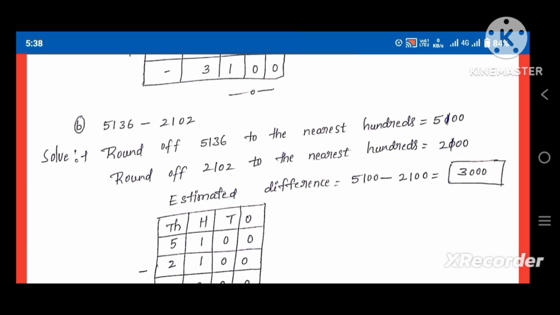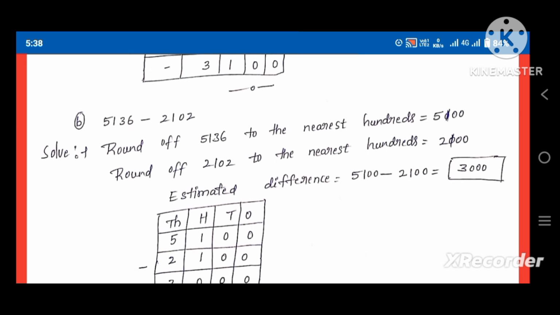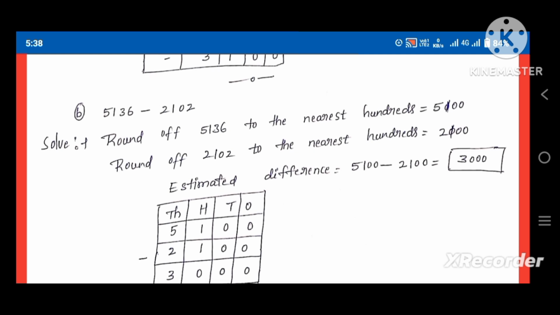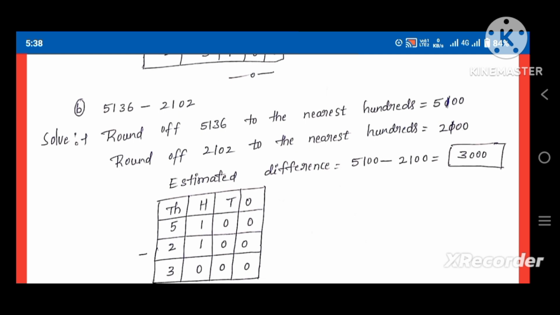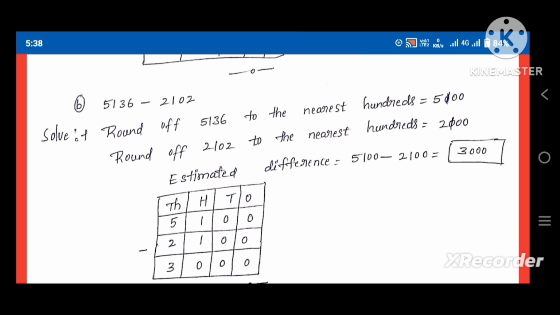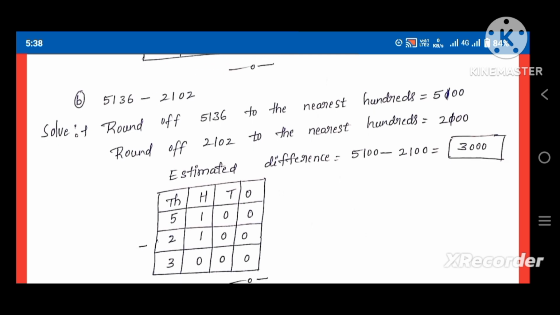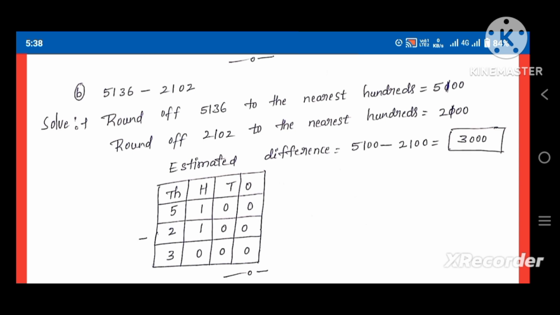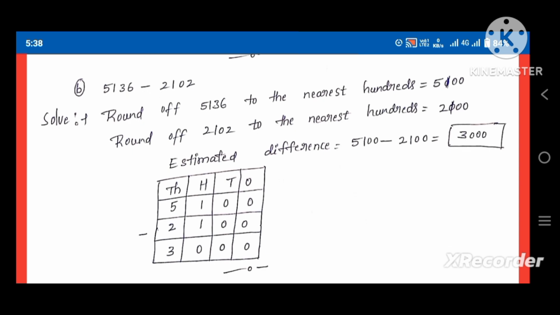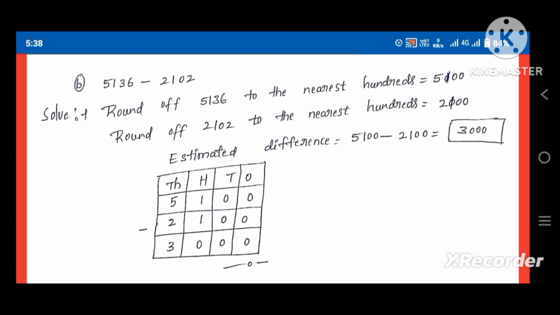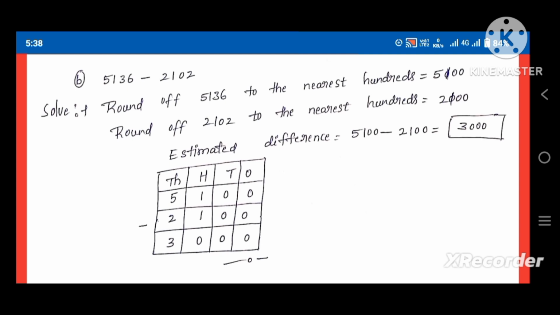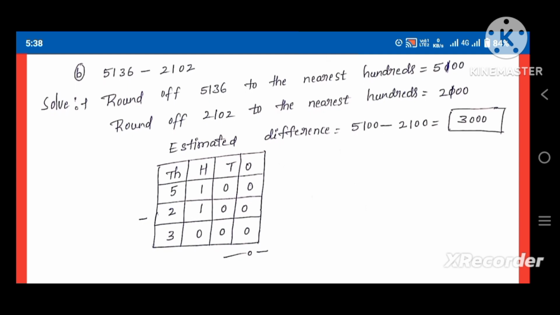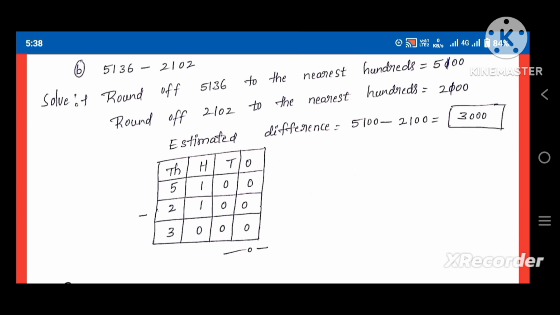B. 5136 minus 2102. Solve. Round off 5136 to the nearest hundreds is equal to 5100. Round off 2102 to the nearest hundreds is equal to 2100. Estimated difference is equal to 5100 minus 2100 is equal to 3000.